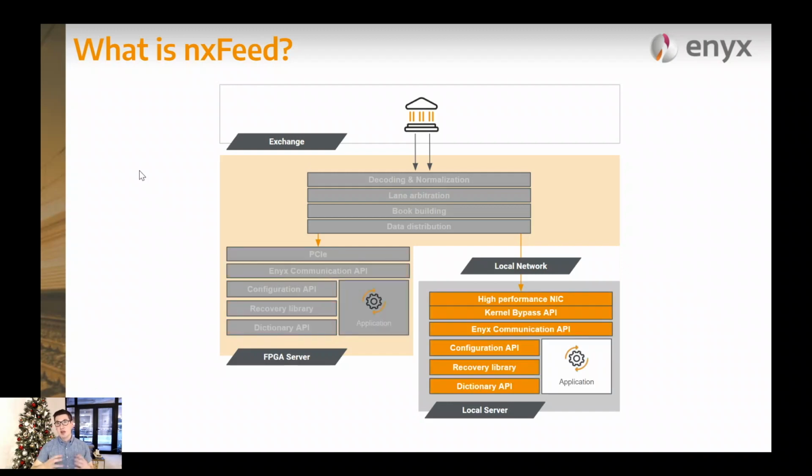If you deploy your application on another server which receives the data over UDP, it's going to be exactly the same API. In terms of configuration, it's going to be about configuring what symbol you want that application to receive. In terms of resynchronization or recovery, it's going to be able to make sure that you can have that application resynchronized with the FPGA if you were to start midday or again have a network outage. Finally, the whole dictionary and management of symbology is the same API once again.